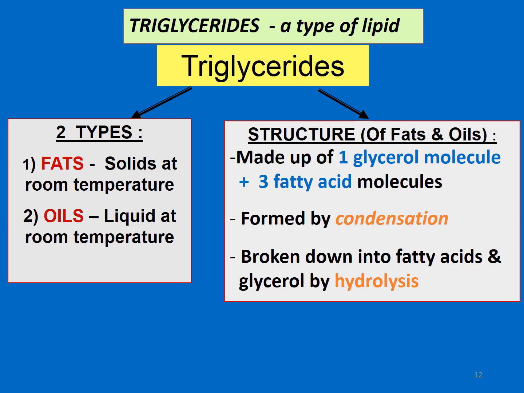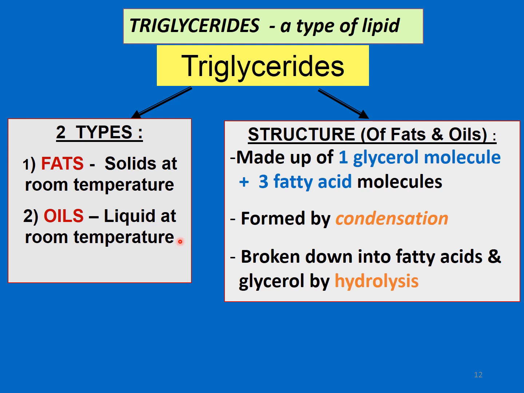Now the conclusion from all this is that triglycerides are a type of lipid that's commonly found, okay, and there are two types of triglycerides: fats, which are solids at room temperature. Normally these are the animal fats like chicken fat and butter, okay, they are triglycerides. Or they may be oils, which are liquid at room temperature. Examples of this are corn oil, olive oil, palm oil, they're all oils.